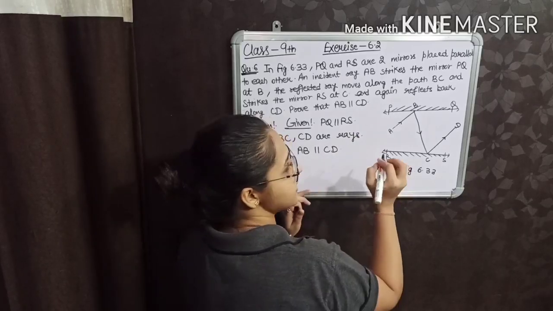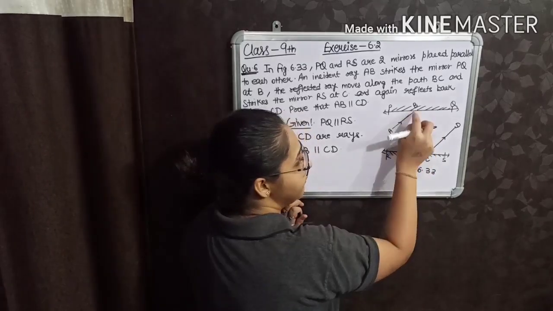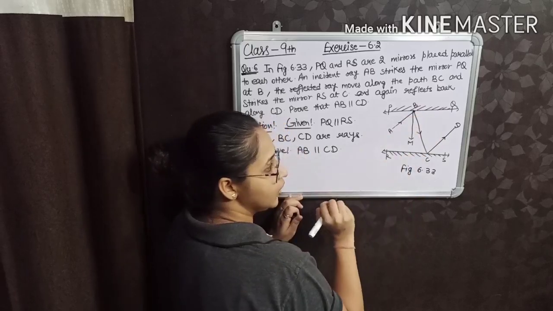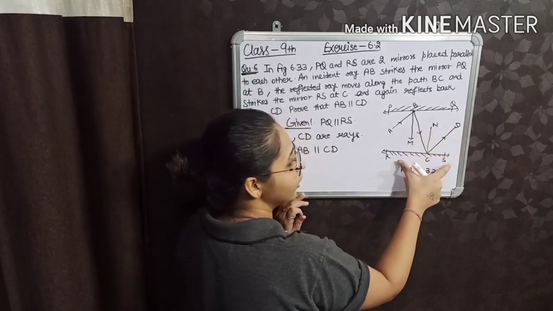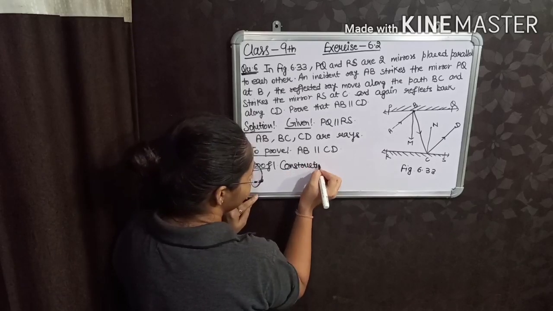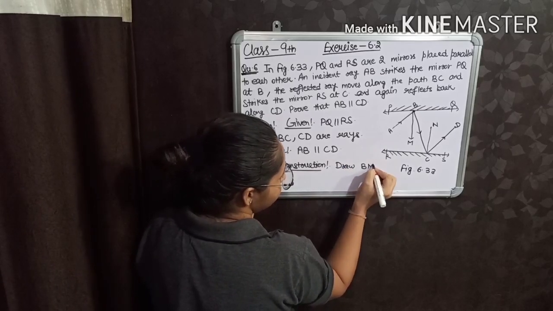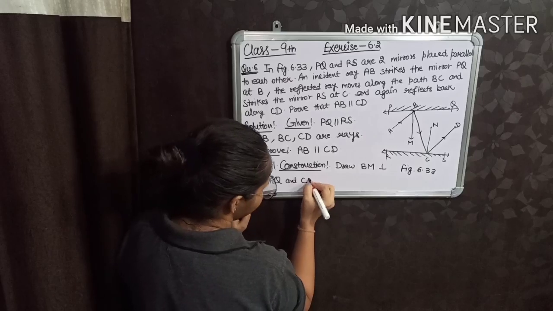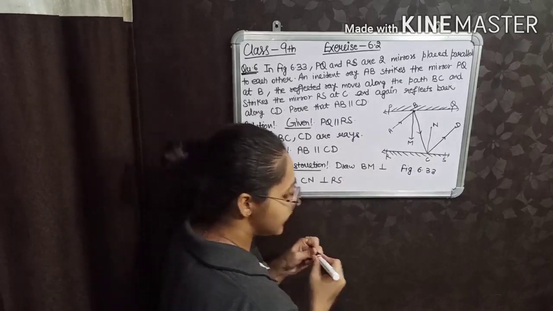How? Let's do some construction. I am making BM as a perpendicular on mirror PQ, and similarly I am making CN as a perpendicular line on this mirror RS. Construction: draw BM perpendicular on PQ and CN perpendicular on RS. Okay, this is the construction. Now let's move ahead.